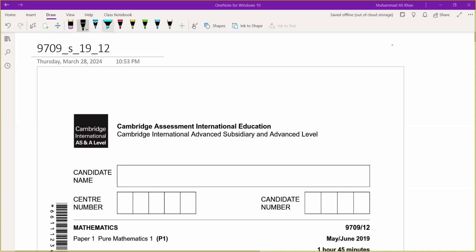Paper 1-2. The starting time is 11 and let's see when we'll end this paper.